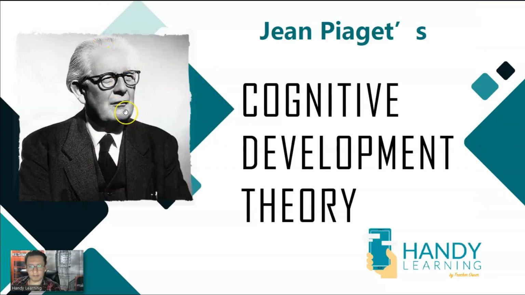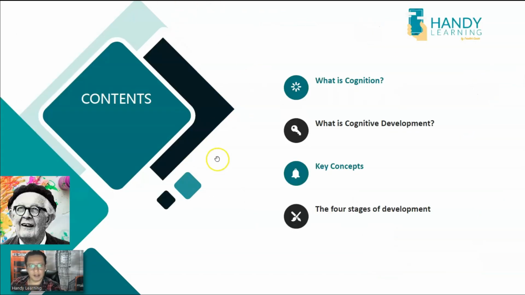This is Jean Piaget, and his theory is called cognitive development theory. We're going to go through different topics. We're going to see what is cognition, what is cognitive development, the key concepts of cognitive development theory, and the 4 stages of the cognitive development theory by Jean Piaget.